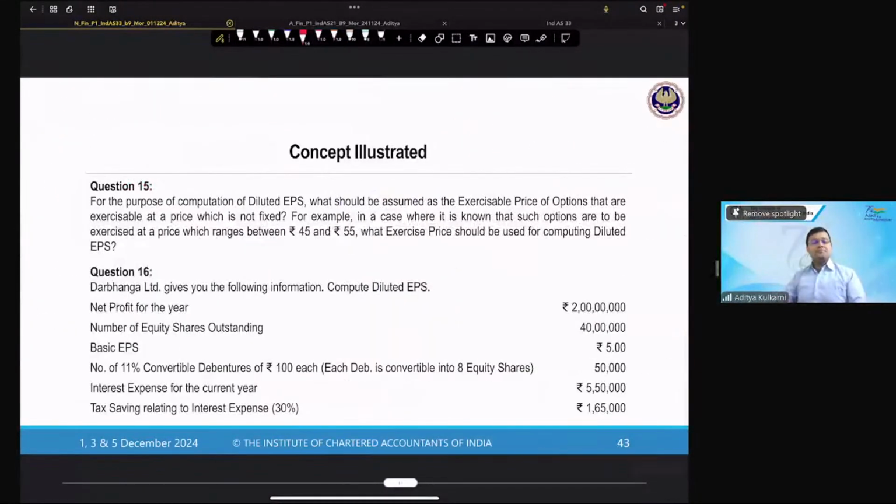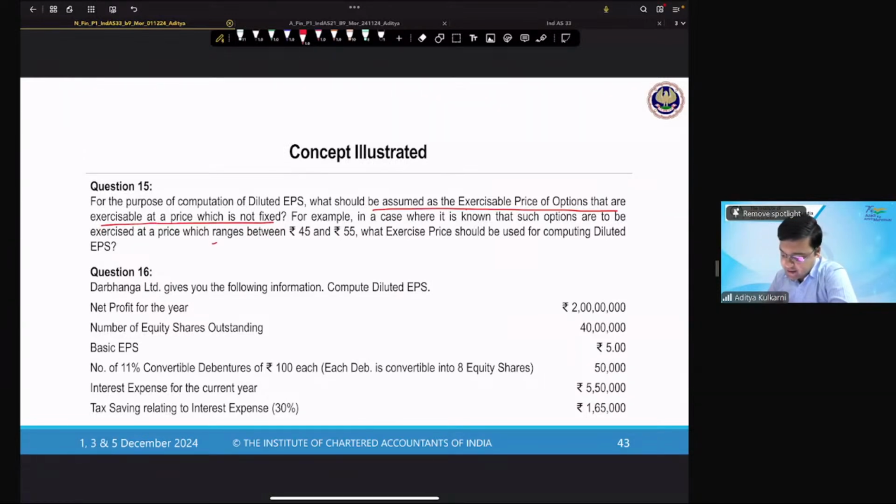Any doubts so far? No doubts? Okay, let us move on to the next one. For the purposes of computation of diluted EPS, what should be assumed as the exercise price of options that are exercisable at a price which is not fixed? For example, where it is known that such options are to be exercised at a price ranging between 45 and 55, what exercise price should be used for computing the diluted EPS?